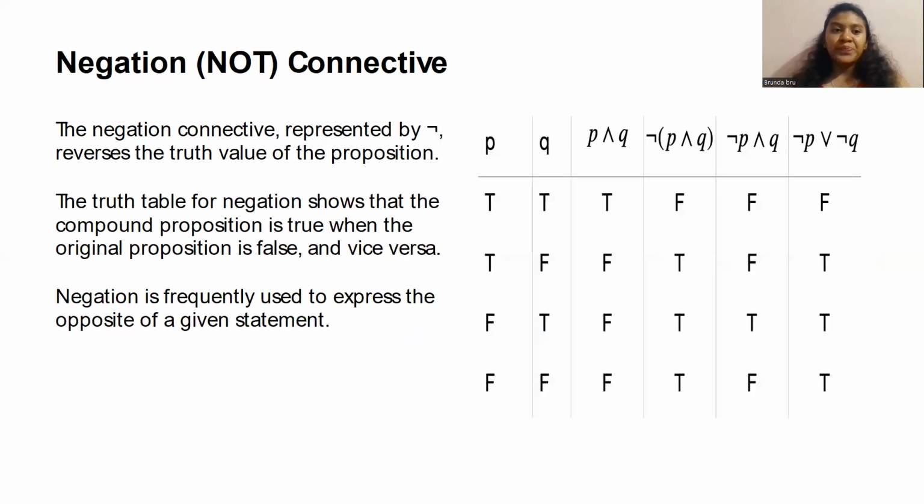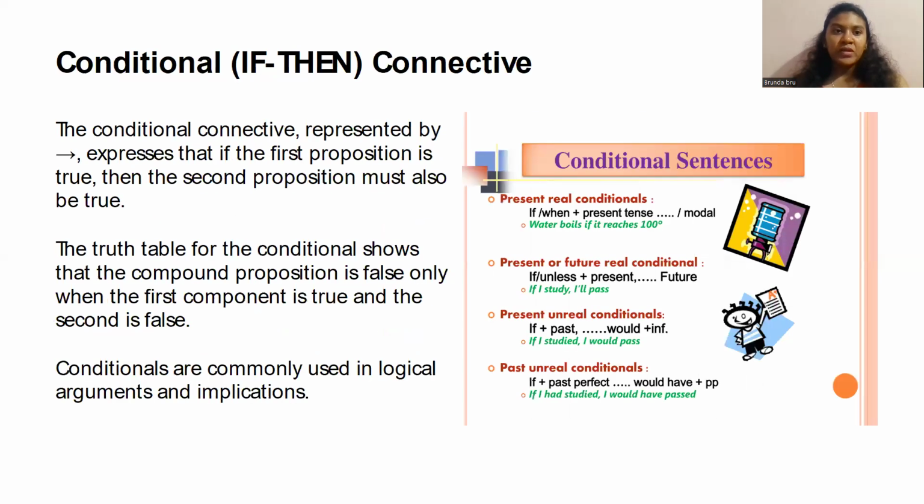Negation connective. The negation connective reverses the truth value of the proposition. The truth table for negation shows that the compound proposition is true when the original proposition is false and vice versa. Negation is frequently used to express the opposite of a given statement.